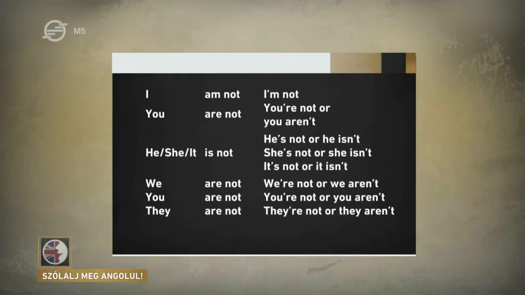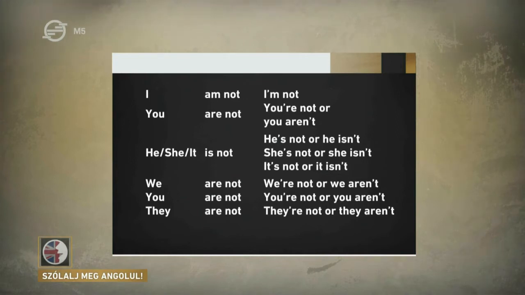Well, how do we make the negative version of the verb to be? That's right, we add the word not. Okay, so when we make a negative sentence with the verb to be, where do we put not? Do you remember? Here's a reminder. I am not or I'm not. You are not, you're not, or you aren't. He, she, it is not. He's, she's, it's not. Or he, she, it isn't.